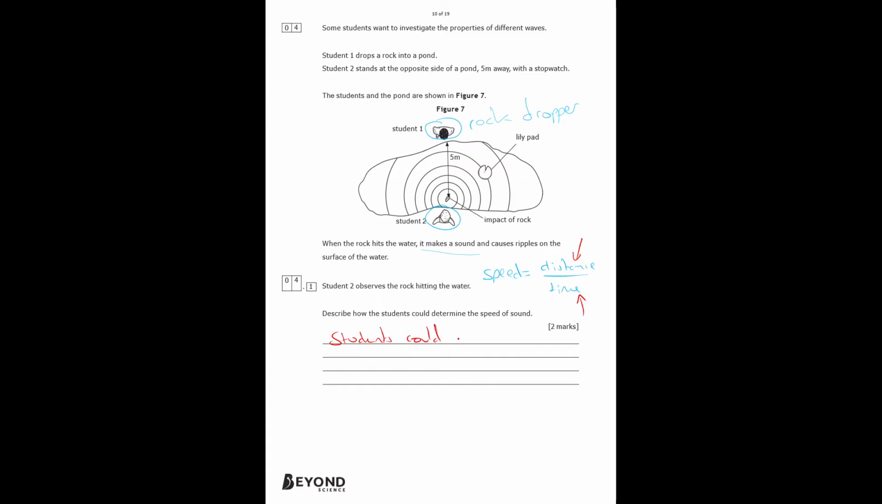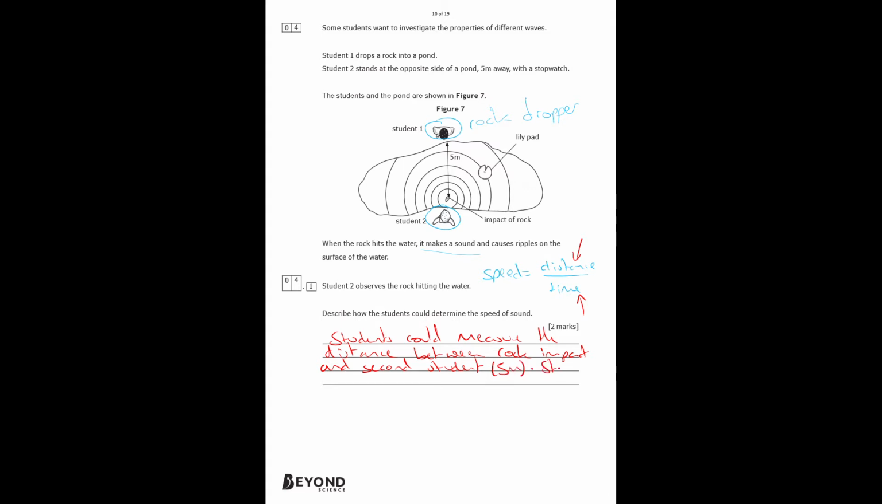So, in order to do that, we can say students could measure the distance between rock impact and second student. I believe we already have that actually. It is 5 meters away roughly, 5 meters.